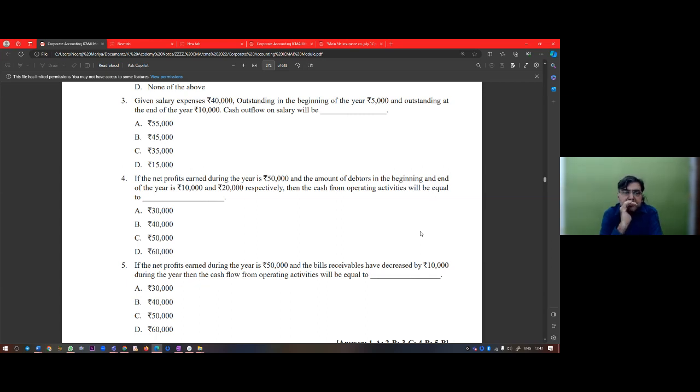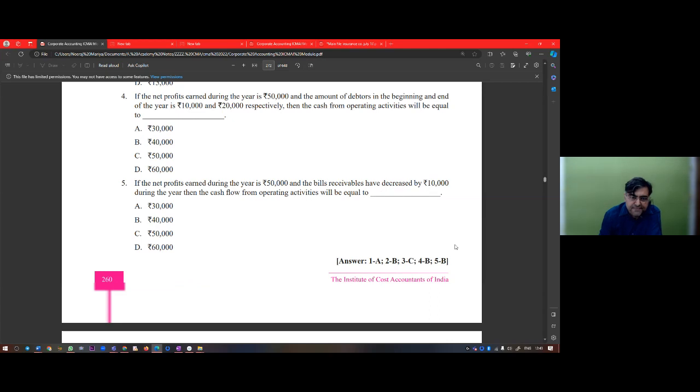Salary expense on accrual basis. You must have accrual basis. This is accrual basis, plus you must have paid the outstanding of the last year. So you add it and you deduct. So this is 35,000. Answer is C.